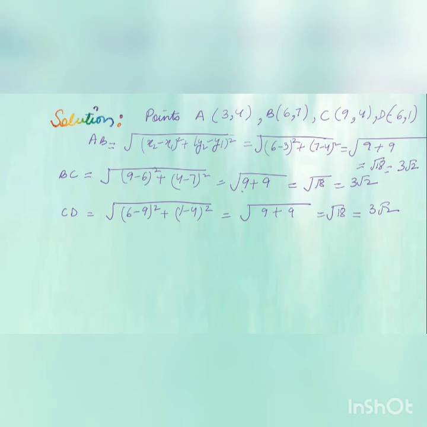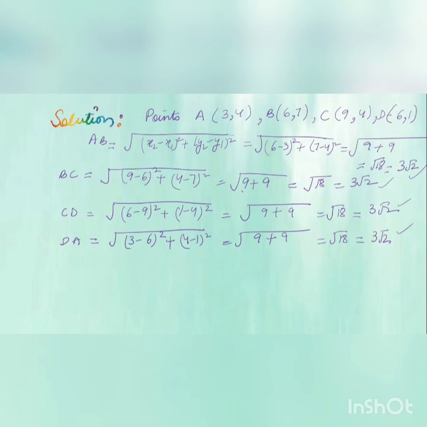Then after CD it is DA. DA equals the square root of 3 minus 6 squared plus 4 minus 1 squared. So 3 minus 6 is minus 3, squared is 9, plus 4 minus 1 is 3, 3 squared is 9. So it is under root 18 and you can write it as 3 root 2. Now all the sides are coming out equal. Sides are equal for the square. Now check for the diagonals also.